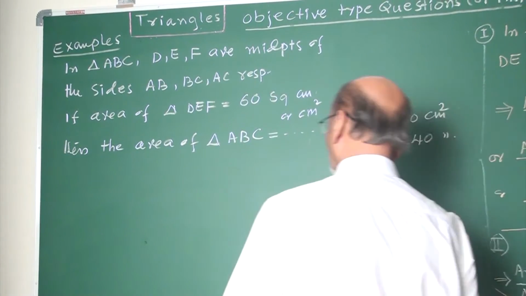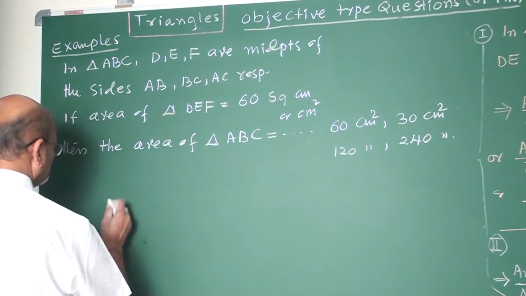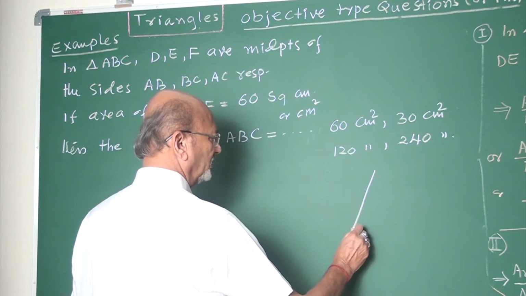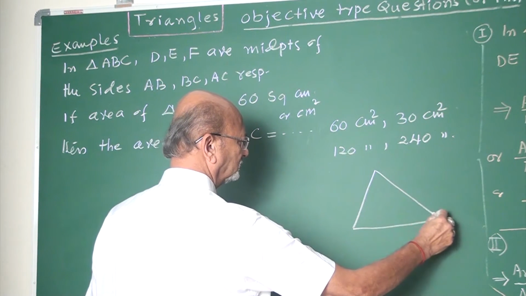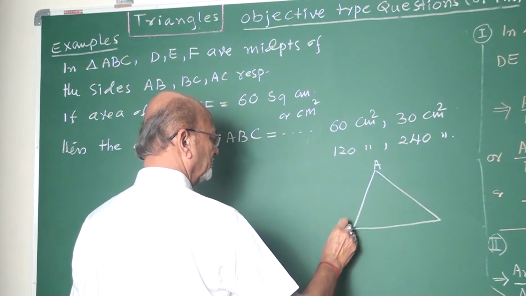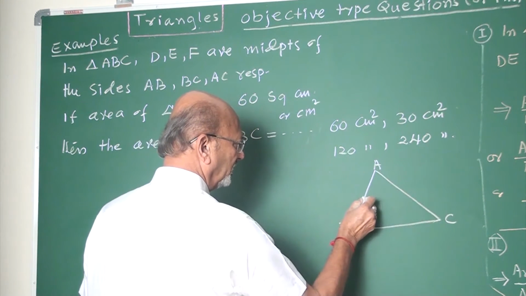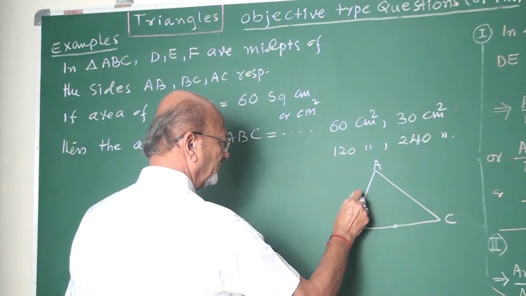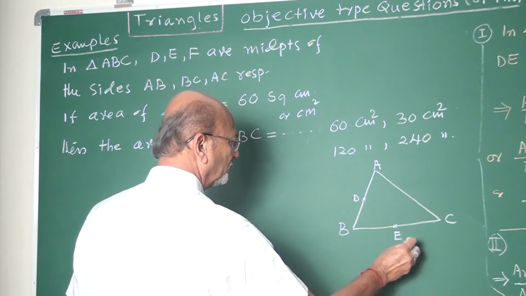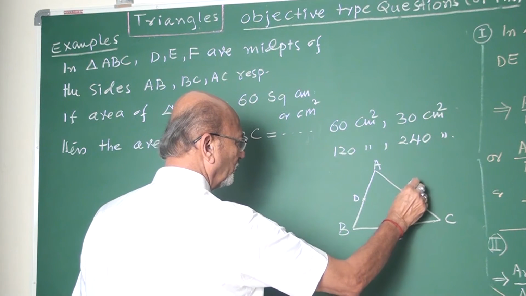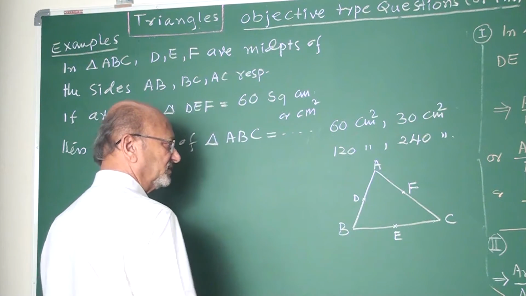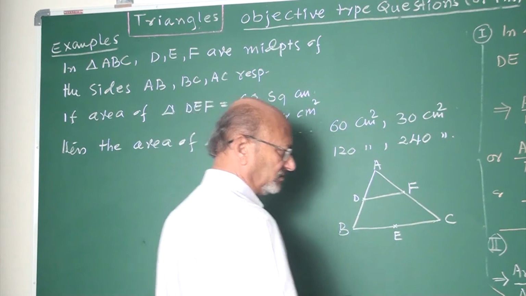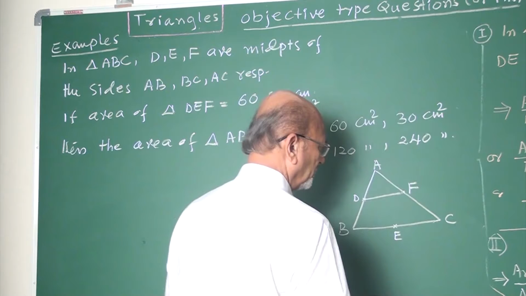If you wanted a reference figure, this is triangle ABC, my friends. D is the midpoint of AB. E is the midpoint of BC, and F is the midpoint of AC. Then your triangle is DEF, my friend.